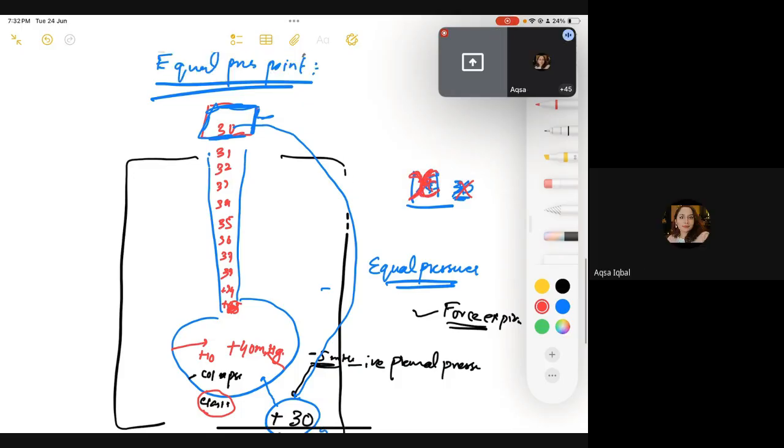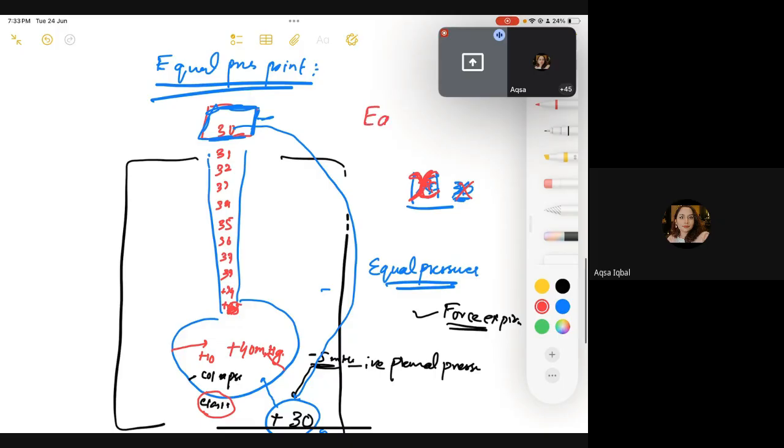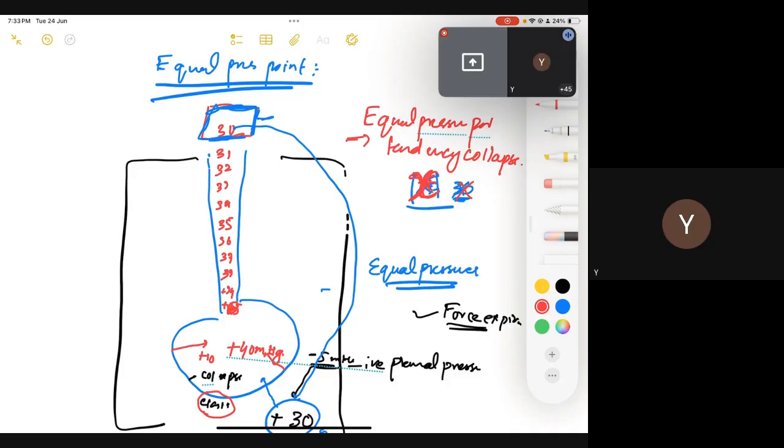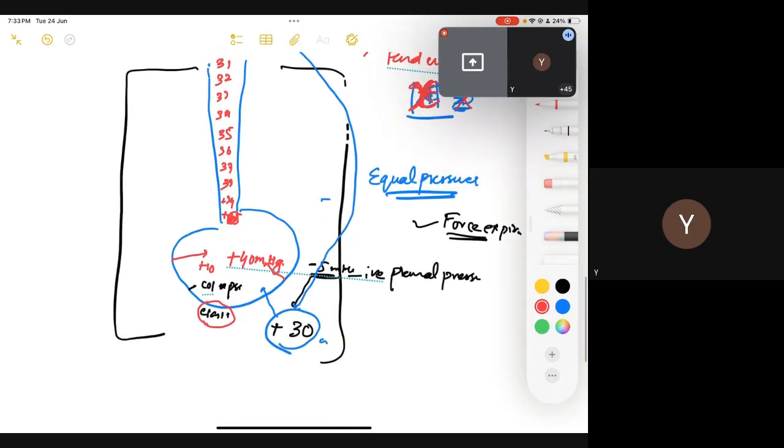So can I say that at the equal pressure point there is a tendency to collapse? Can I say that? Doctor, could you please repeat the last point? I did not understand. Okay.